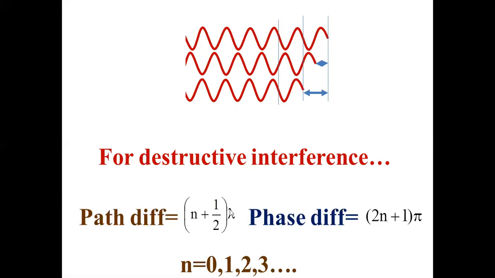So you take this one and put it in that formula, phase difference equals 2 pi by lambda into path difference. You will get this equation, 2n plus 1 pi. I will do it in the next class. I have forgotten to do that part of the equation in this slide. In the beginning, I will explain and then I will move on. So if the path difference is n plus half lambda and phase difference is 2n plus 1 pi, where n equals 0, 1, 2, 3, then it is destructive interference.